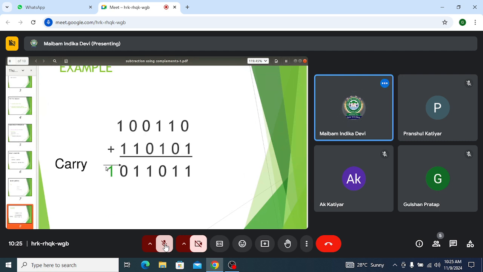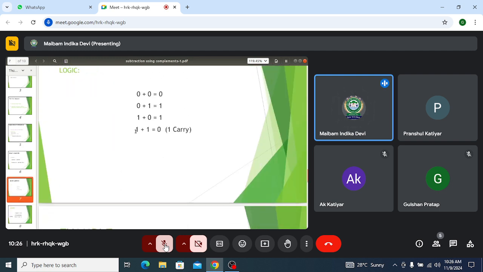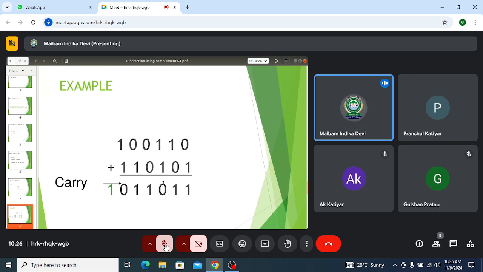Understood so far? Yes, ma'am. 0 plus 0. See, 0 plus 1 is 1. 1 plus 0 is 1. Now 1 plus 1 is 0. Okay. You have a carry. 1 plus 1 is 0. You have a carry. Okay. So 1 plus 1 is 0. You produce a carry from here. That carry will be added with the next significant bit. That is this one. Clear?